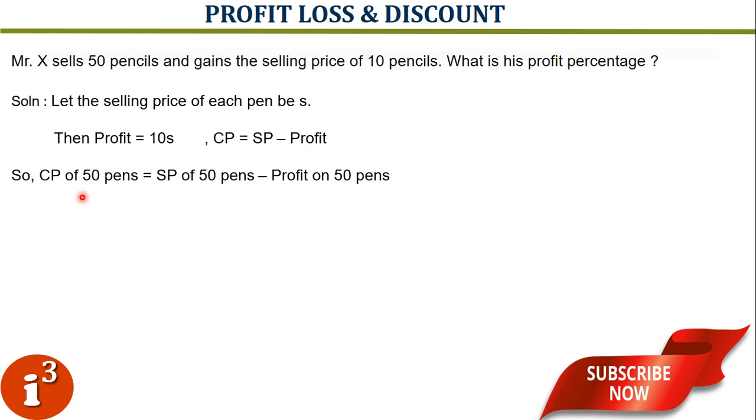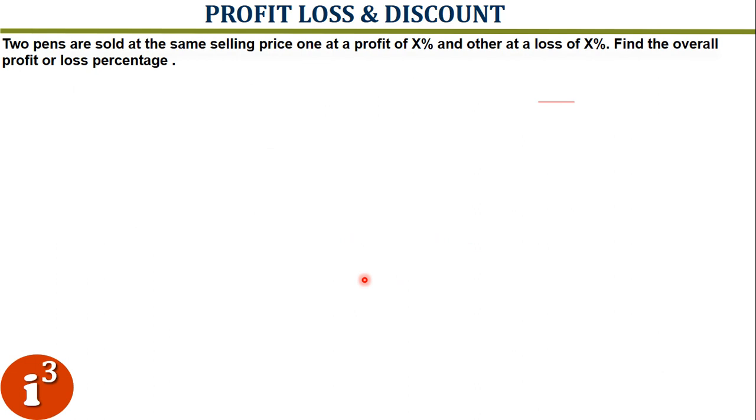So what is the selling price of 50 pens? The selling price of 50 pens is 50S, because the selling price of 1 pen you have taken as S. So the selling price of 50 pens will be 50S, and profit on 50 pens is 10S. So 50S minus 10S is 40S. This is the cost price of those 50 pens. The profit you earned is 10S. So with 10S profit and cost price 40S, what will be the profit percentage? 10S by 40S into 100 is 25 percent. This is also from the basics.